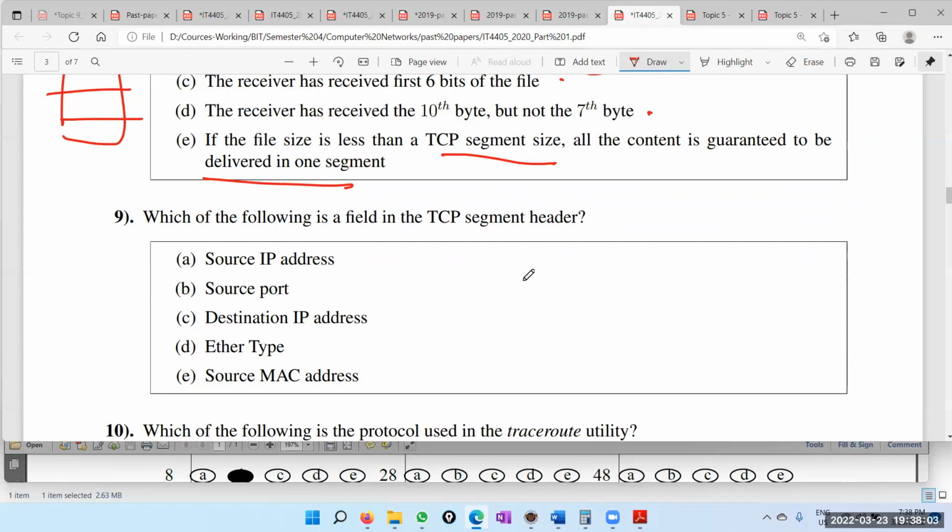Which of the following is a field in the TCP segment header? Now again, TCP, this is the TCP header, not the IP header. TCP header, remember we have the two port numbers, the checksums, the lengths, and those things, right?